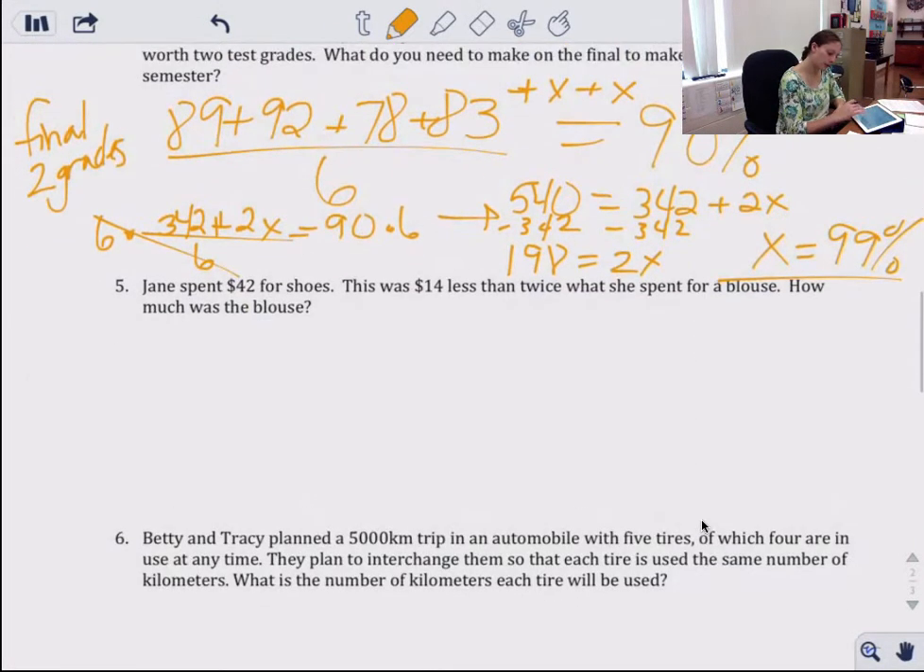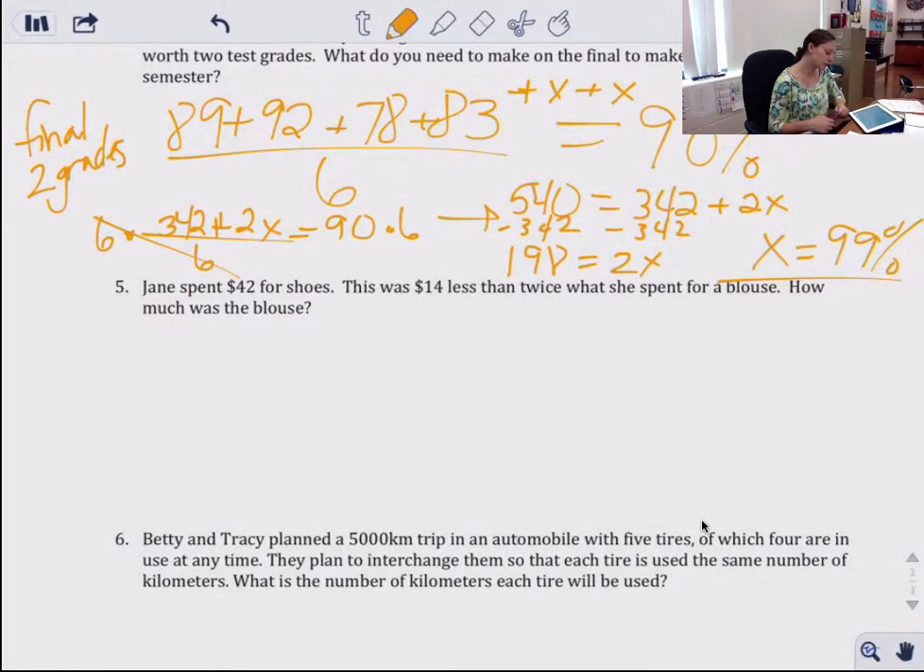One more. Jane spent $42 for shoes. This was $14 less than twice what she spent for a blouse. How much was the blouse? So she spent $42 on these shoes, and it was $14 less than twice what she spent for a blouse.